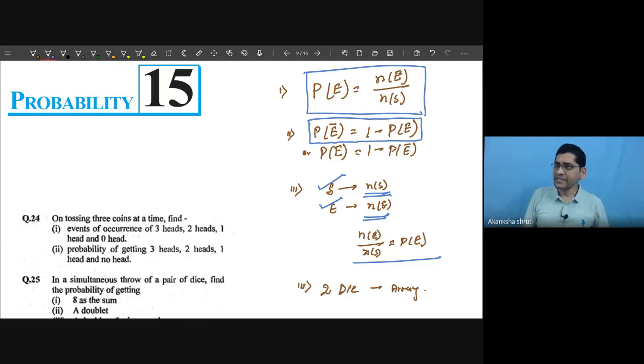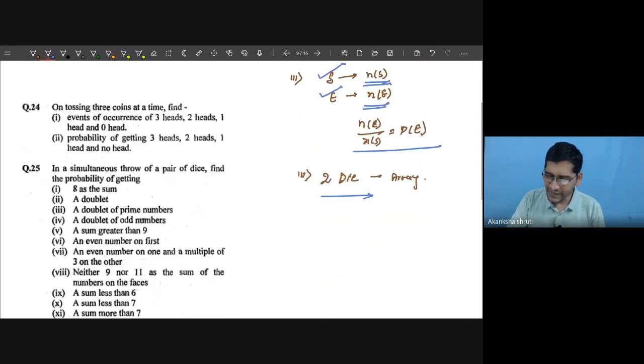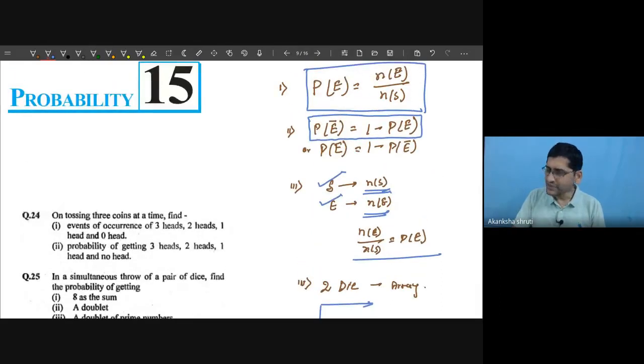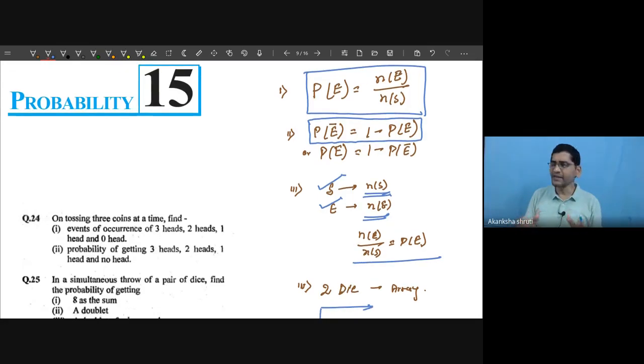While writing the sample space, we shall be very careful, exclusively when a die is given. For a die, we shall use the array method, in which the numbering on one die should be written horizontally, while the numbering on the other die should be written vertically. But sometimes it is possible that the die has different numbers rather than 1 to 6. It may start from, say, 8, 9, 10, 11, 12, 13, or the die may be marked as A, B, C, D, E, F.